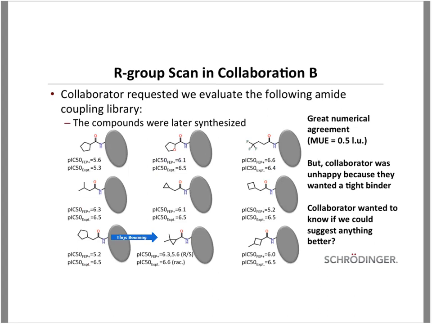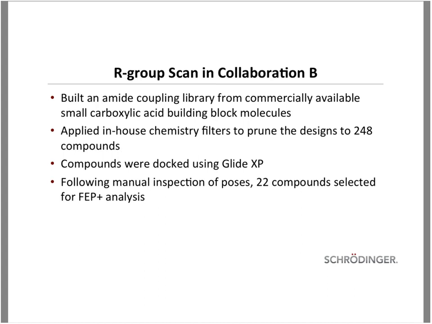And FEP was in fact very, very accurate in predicting that none of these compounds were actually much more potent. So the compounds were synthesized despite the fact that FEP indicated that potency was not necessarily going to be any better. So that is a satisfying result from a computational point of view, but not a very satisfying result from a project point of view. So the collaborator wanted to know if we could suggest anything better based on additional FEP calculations.